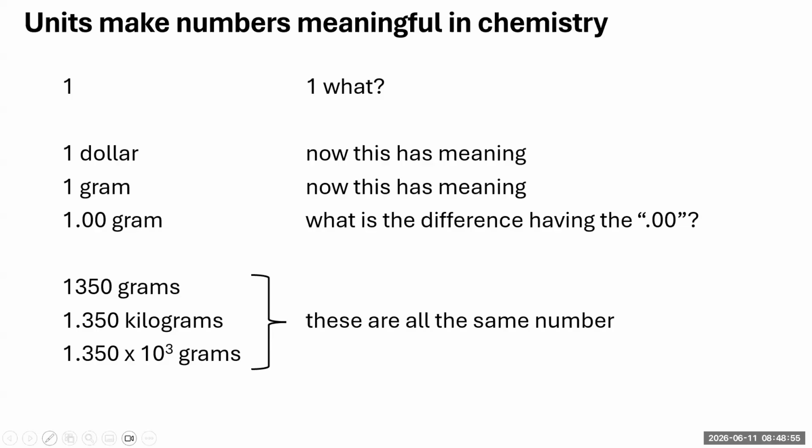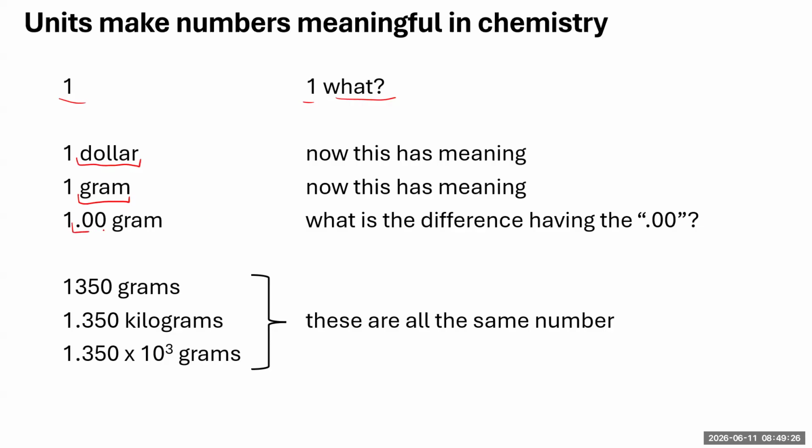Units make numbers meaningful in chemistry and basically in life. If we have the number one, we don't even know what that means. One what? Well, if you put a unit with it, $1, now it has meaning. A dollar, you could buy stuff with it. A gram is a unit of mass. The number tells us how many grams there are. In this case, it's 1 gram.